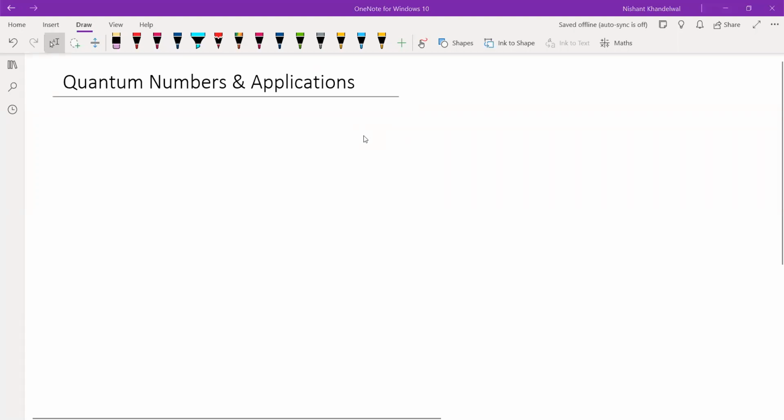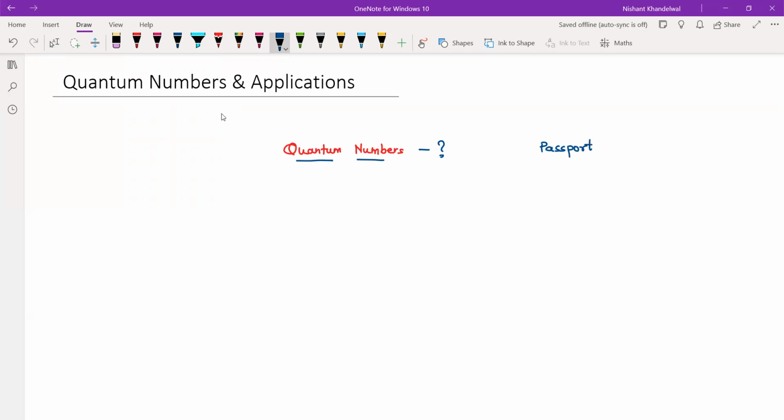So basically, by seeing this, the first question that arises is: what are quantum numbers, and why do we have to study this? What is its importance, its application, and so on? The simplest definition of quantum numbers, away from chemistry, is that it is just like a passport.